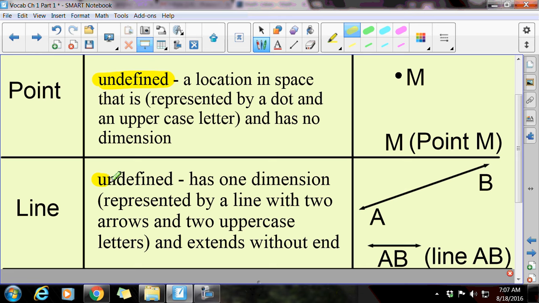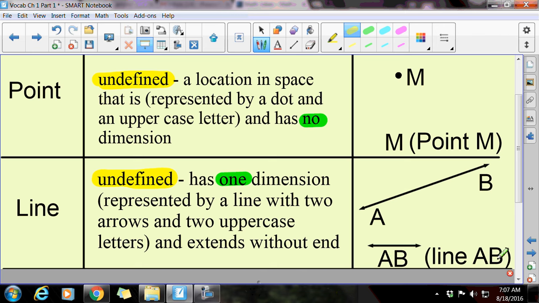Line. Line is our second undefined term, so we can't really define it. We can describe it. Here's a description of it. It has 1 dimension. Notice that the point above had no dimension. This one has 1 dimension. That's interesting. They're getting into more dimensions. It's represented by a line with 2 arrows and 2 uppercase letters that extends without end. So the 2 uppercase letters, you're making the idea that there are points all along this line. So there's a point A and a point B. That's why they're uppercase letters.